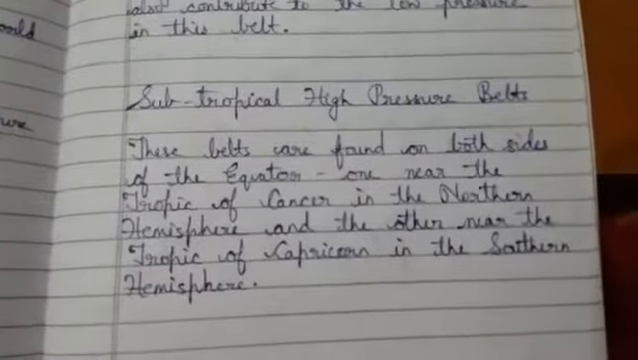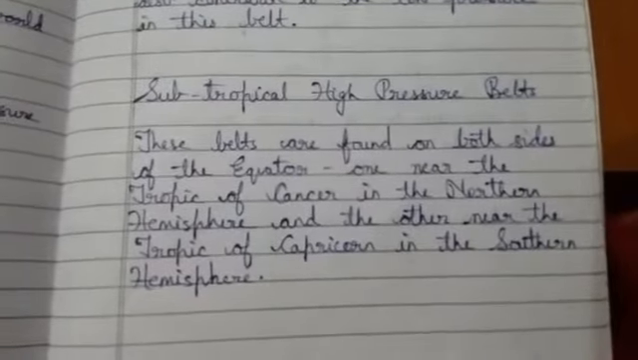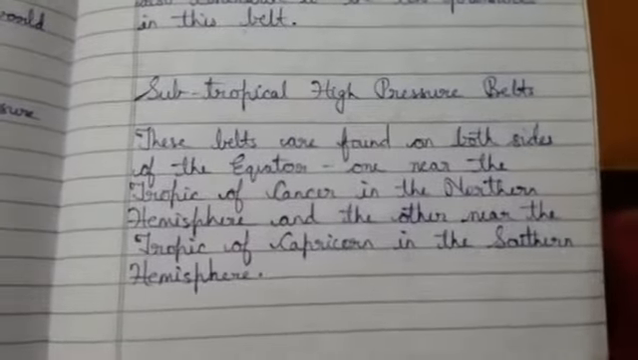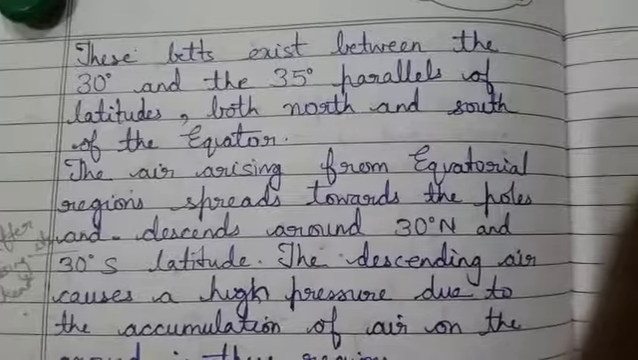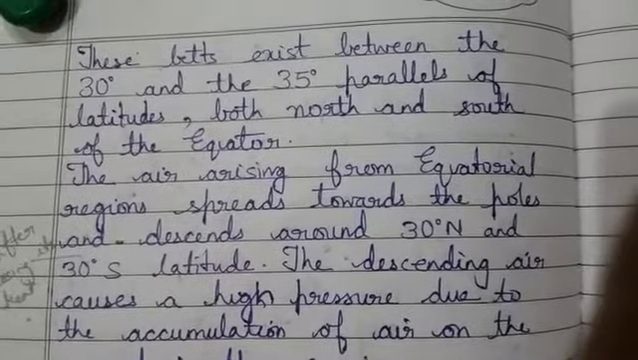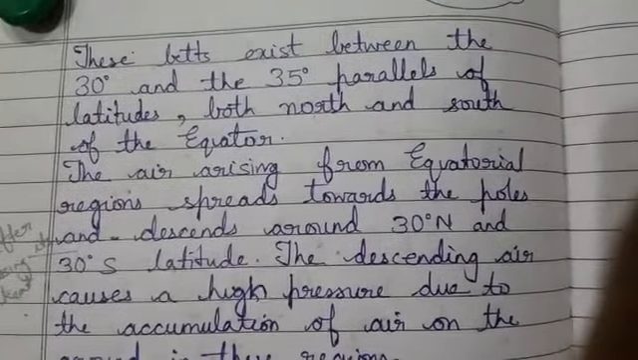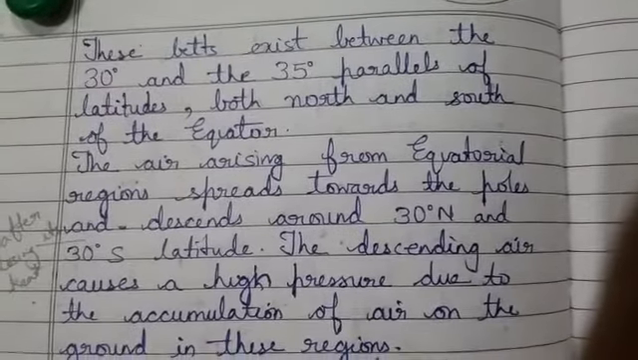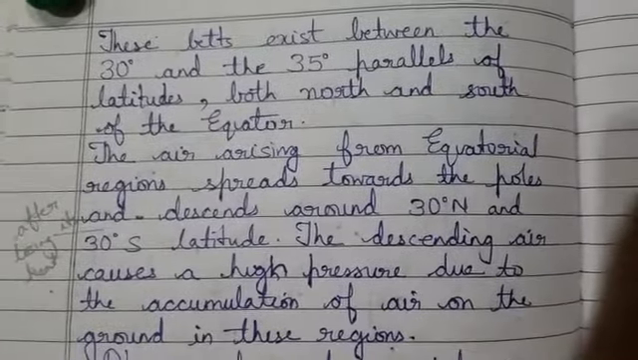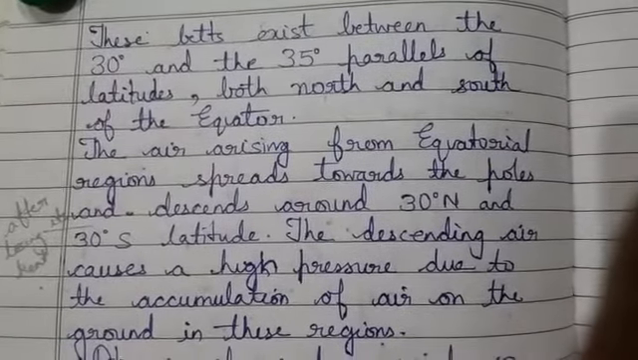One near the Tropic of Cancer in the northern hemisphere and the other near the Tropic of Capricorn in the southern hemisphere. Moreover, these belts exist between the 30° and the 35° parallels of latitudes, both north and south of the equator.